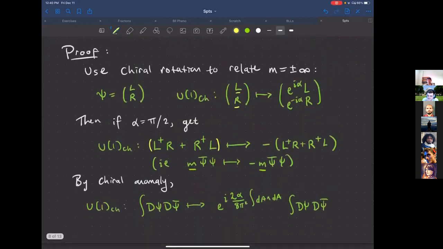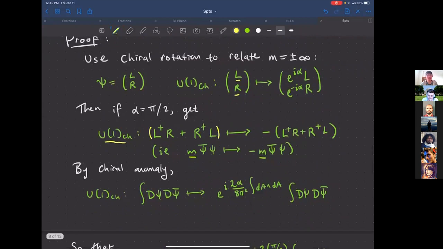Well, it's because of the chiral anomaly. What the chiral anomaly tells you is that the current for this U(1) chiral symmetry is not conserved. And the reason that it's not conserved is because when you do a transformation like this, one way to think of it, which is not completely satisfactory, is that the measure for these fermions picks up this phase.